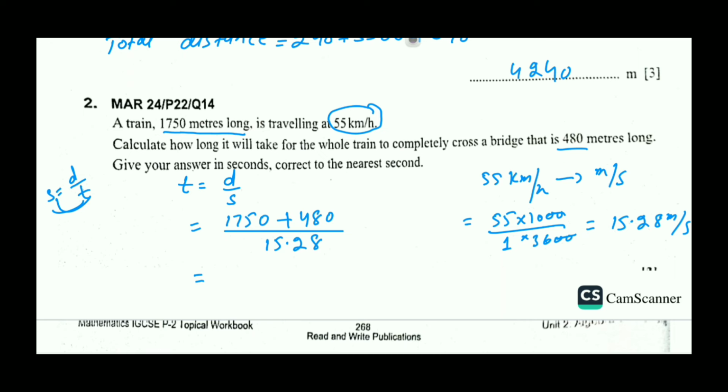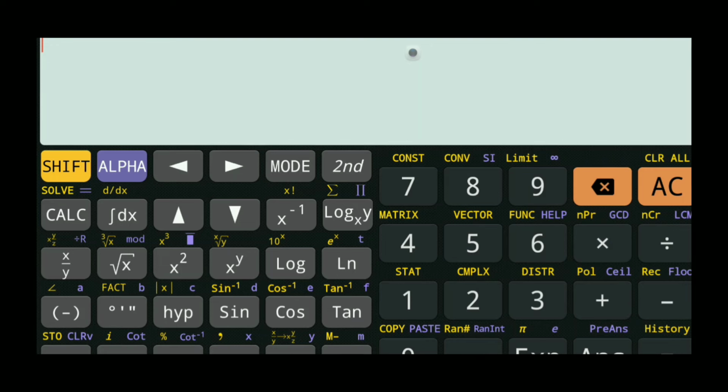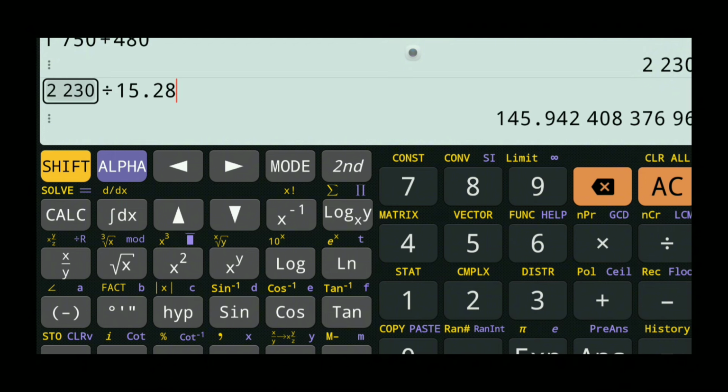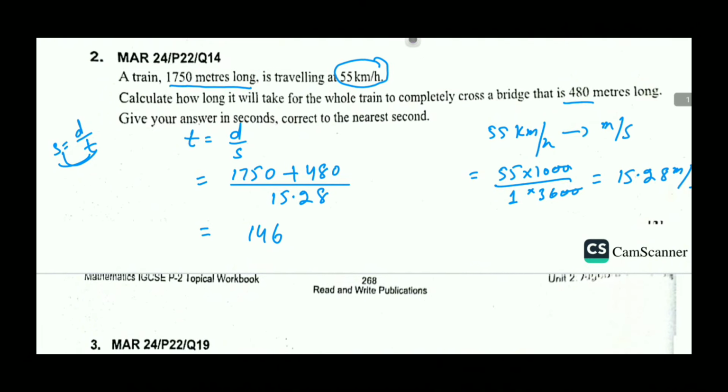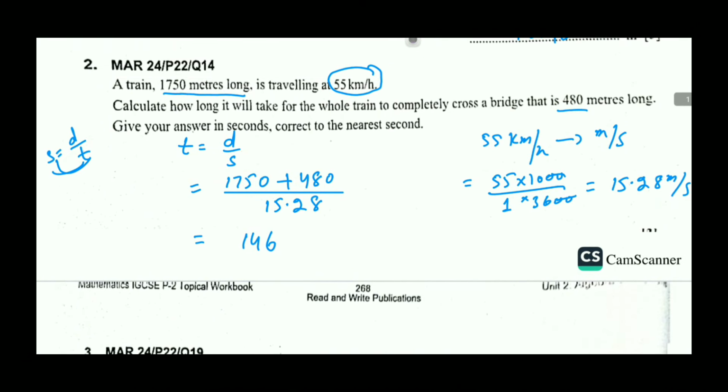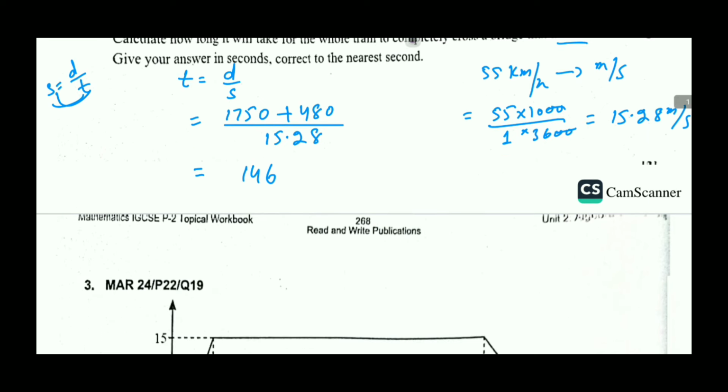Now we will get our answer in seconds. So if we solve it, our answer will be 1750 plus 480, divided by 15.28. That is 145.9, which means 146. 146 seconds will be the final answer. So this is the way you can solve these types of questions. Next question.